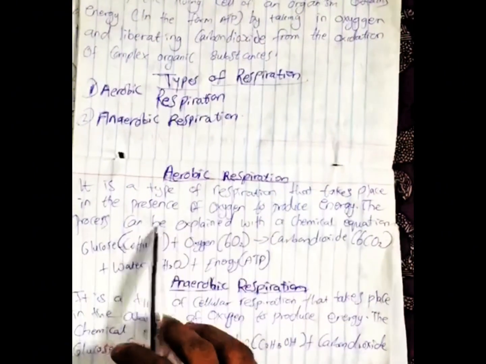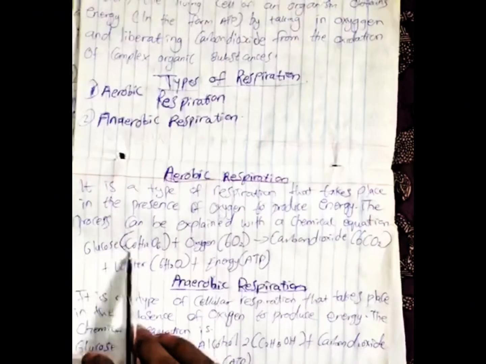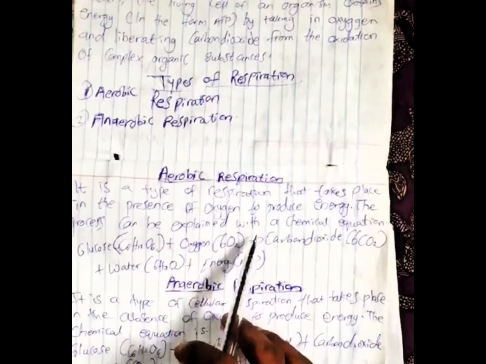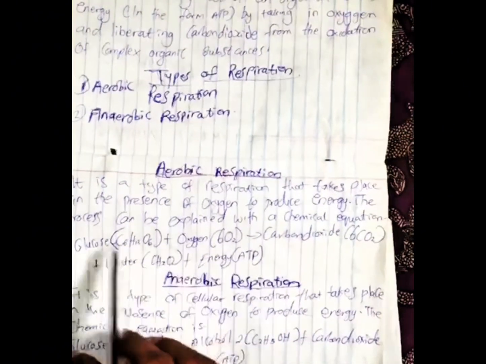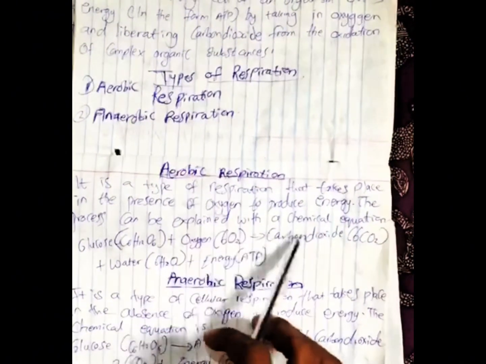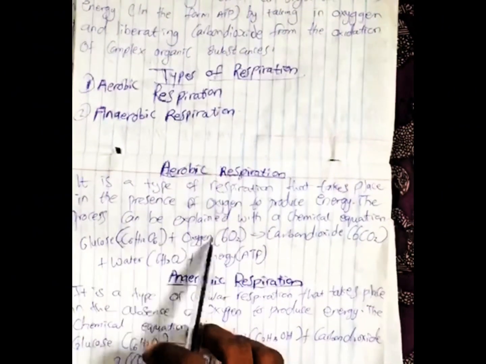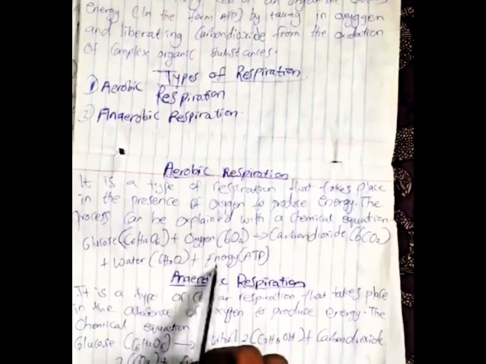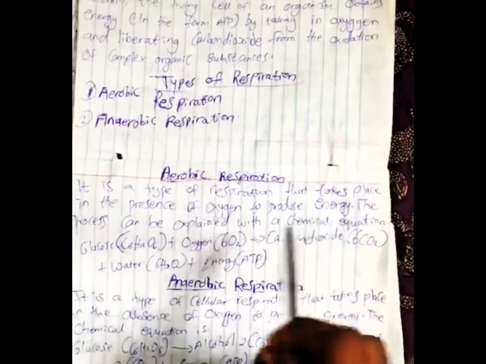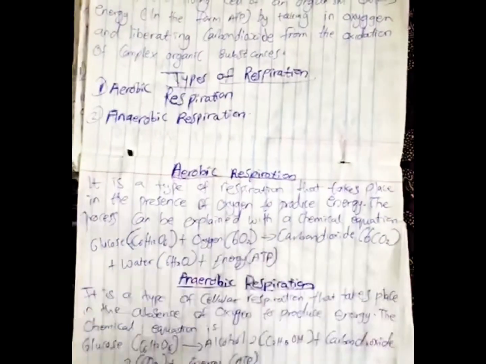Now, the process can be explained with a chemical equation: glucose plus oxygen equals carbon dioxide plus water plus energy. Glucose plus oxygen will release carbon dioxide plus water plus energy. ATP is adenosine triphosphate, which is also energy.